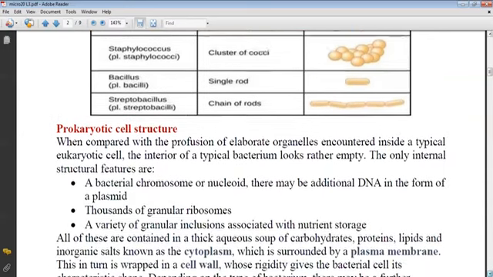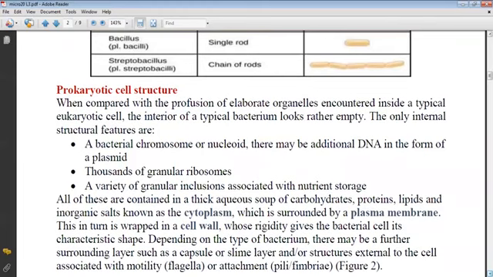Now we come to prokaryotic cell structure. When compared with the profusion of elaborate organelles encountered inside a typical eukaryotic cell, the interior of a typical bacterium looks rather empty. The only internal structural features are a bacterial chromosome or nucleoid. There may be additional DNA in the form of a plasmid.